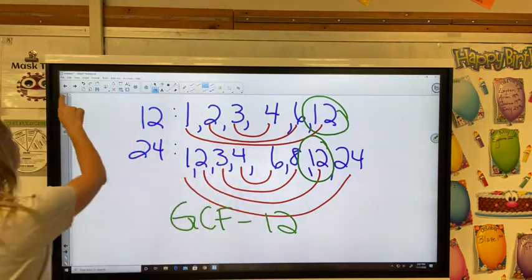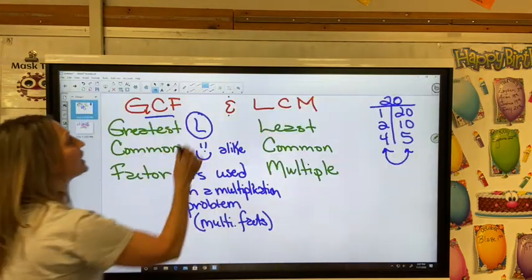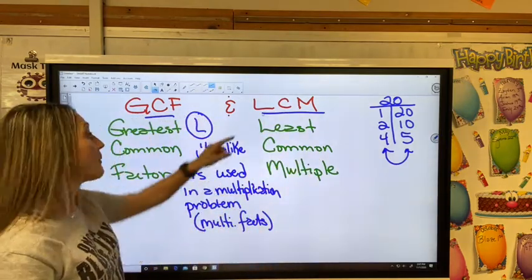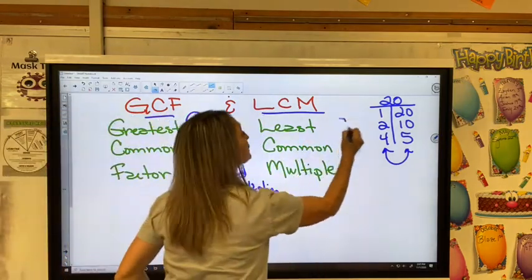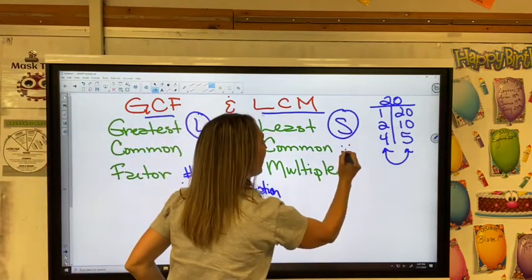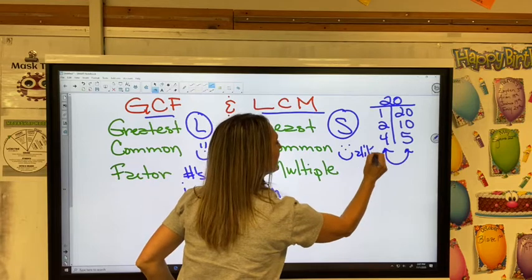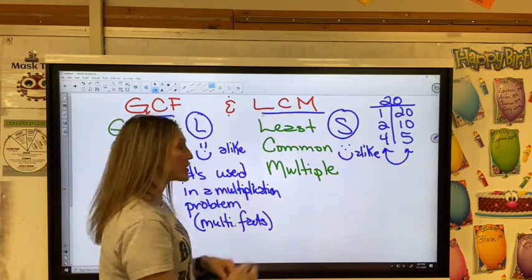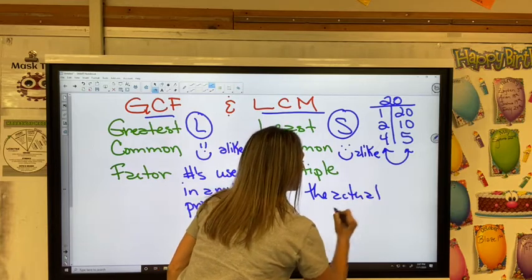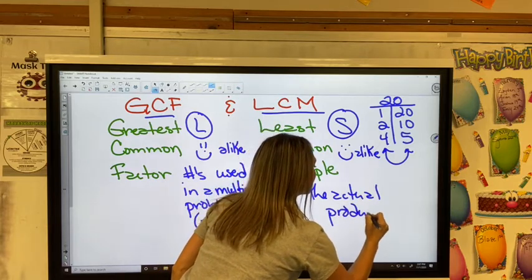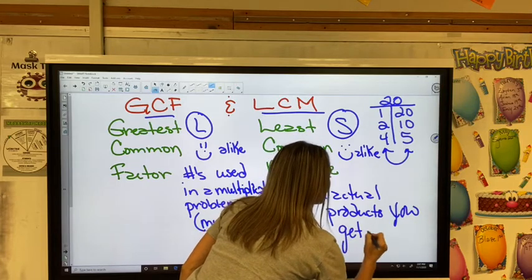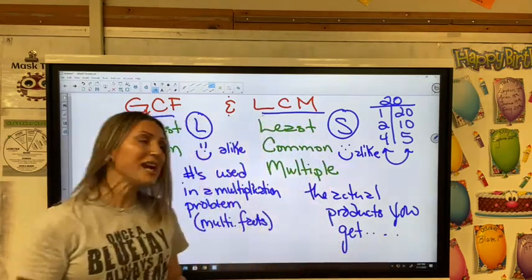Now that is different for this lovely thing called least common multiple. It's different, first of all, because least means smallest. Common is still going to mean alike. But multiples, 6th graders, are the actual products you get when you solve your multiplication problems.